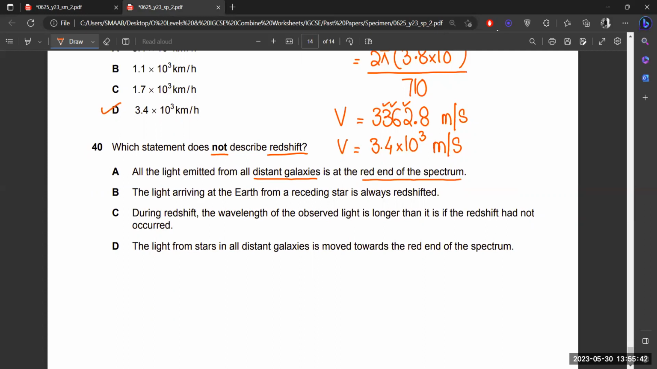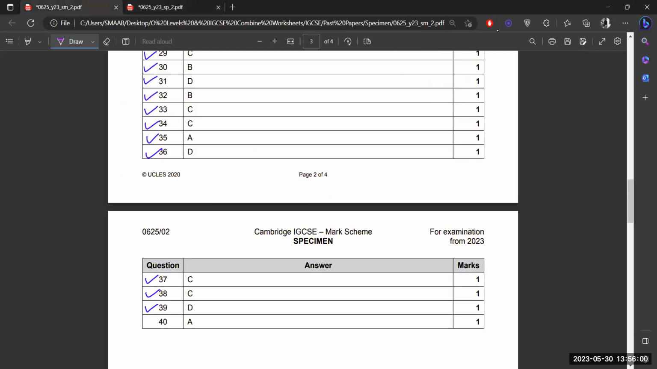So we know the concept of the Doppler effect. We already solved it in the specimen paper also. So that will give you the right concept for redshift. According to that, option A will be the right choice, because that is not explaining the statement of redshift. Yes, that is option A.